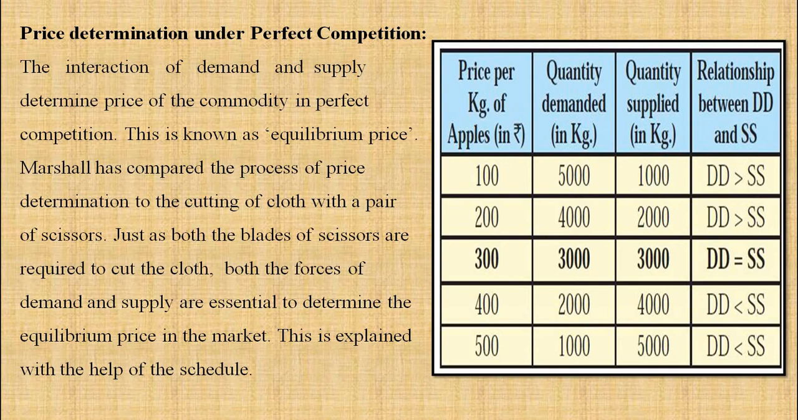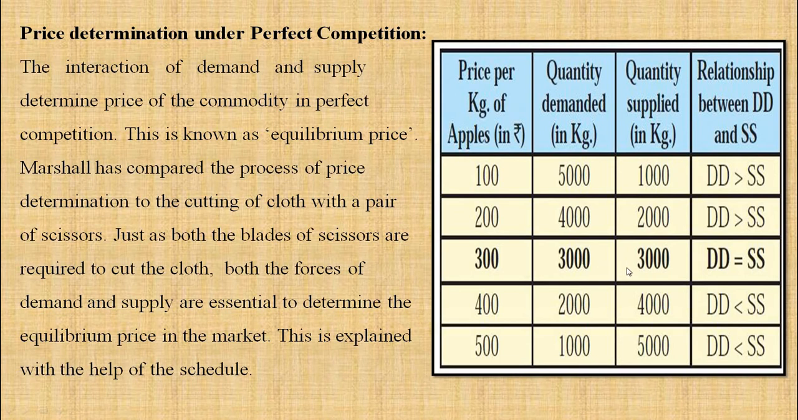Okay, next point. When the price rises to 300, look at the table, quantity demanded and supplied become equal, that is 3000. Demand is 3000, supply is 3000. This is the stage of equilibrium, where demand and supply are equal. DD is equal to SS. Hence 300 is the equilibrium price. Equilibrium price is that price where demand and supply both become equal.